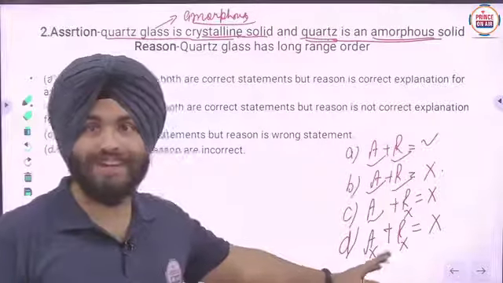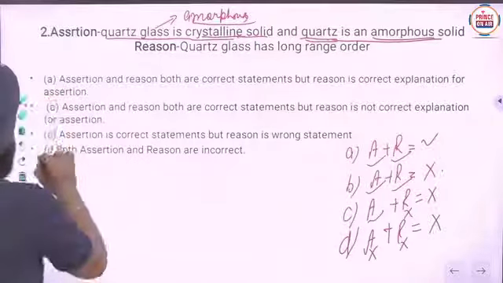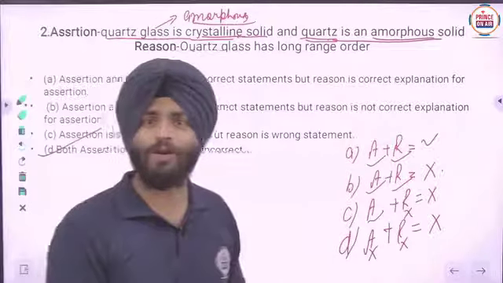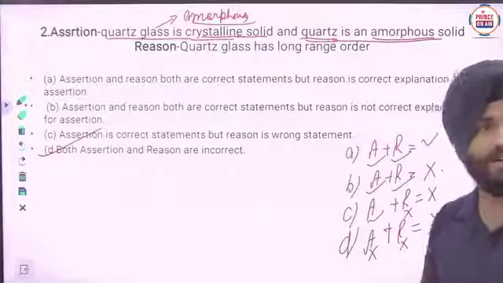Option D. Yes or no? So the answer will be D here. Directly you can pick out that answer. Option D is the right one here. Clear now? Okay.